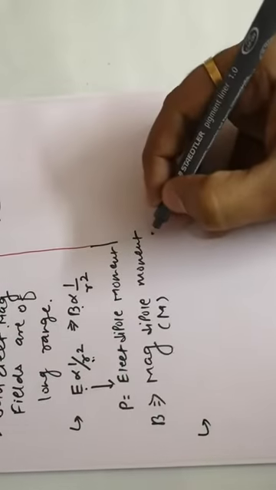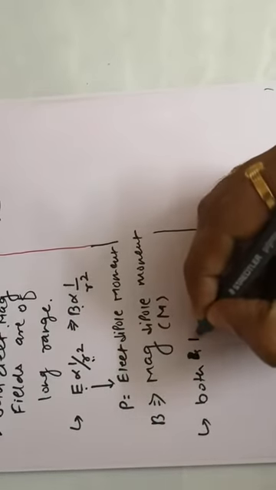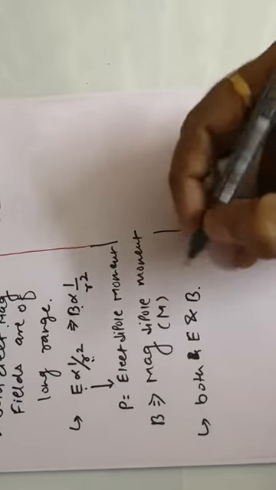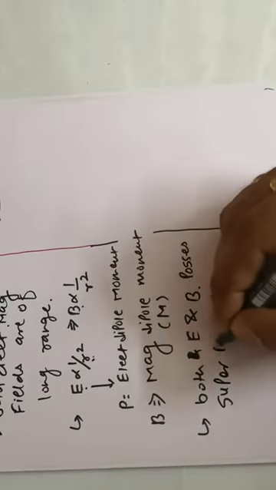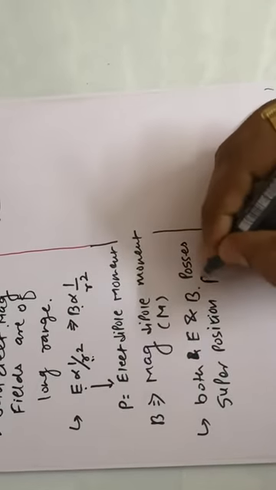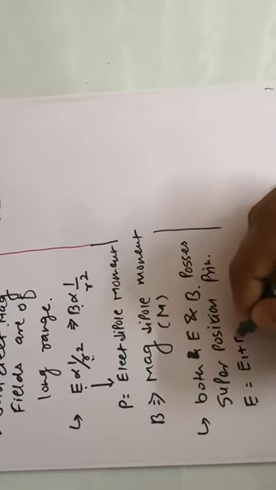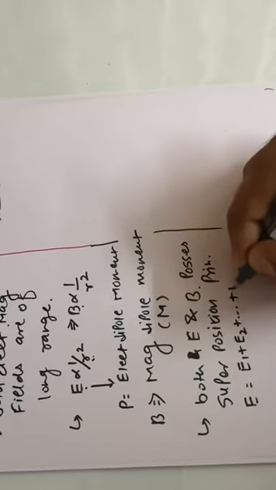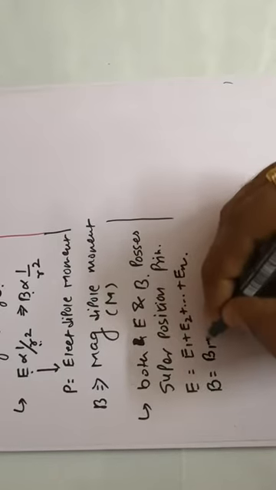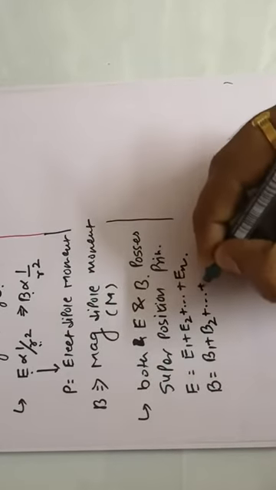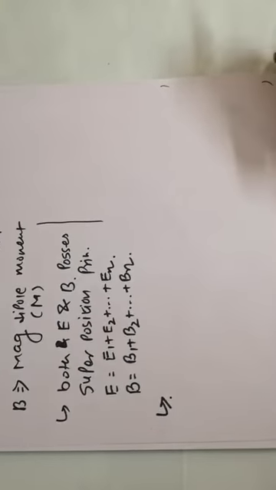Next, both our electric field and magnetic field follow or possess the superposition theorem. So you can say there would be a sum of so many electric fields, starting from E1, E2 and so on, up to En. And so is the case for the magnetic field, starting from B1, B2 and so on, up to Bn. Such are the primary similarities we have.